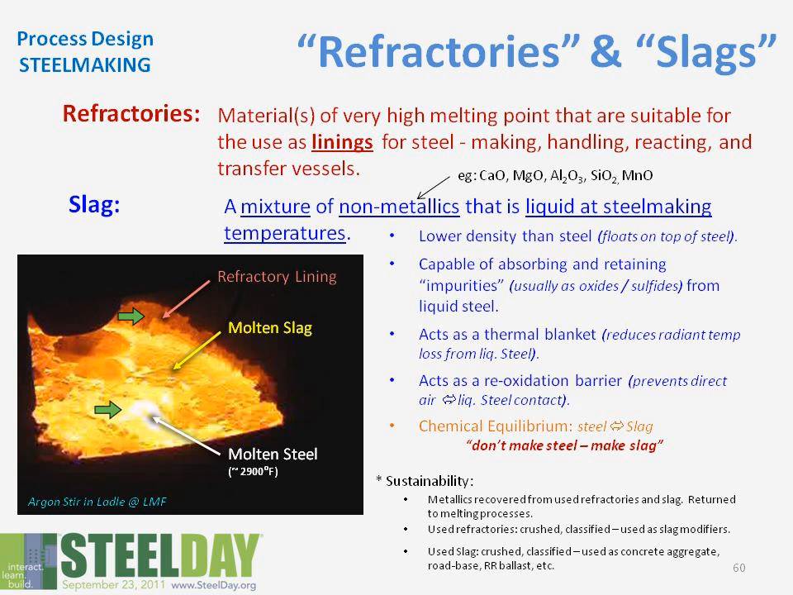The slag acts as a blanket, a thermal blanket, to help us maintain the temperature. It prevents reoxidation of the steel encountering the furnace environment. It also acts as a reservoir to absorb and retain impurities, either oxides or sulfides, which is very useful for our refining processes.